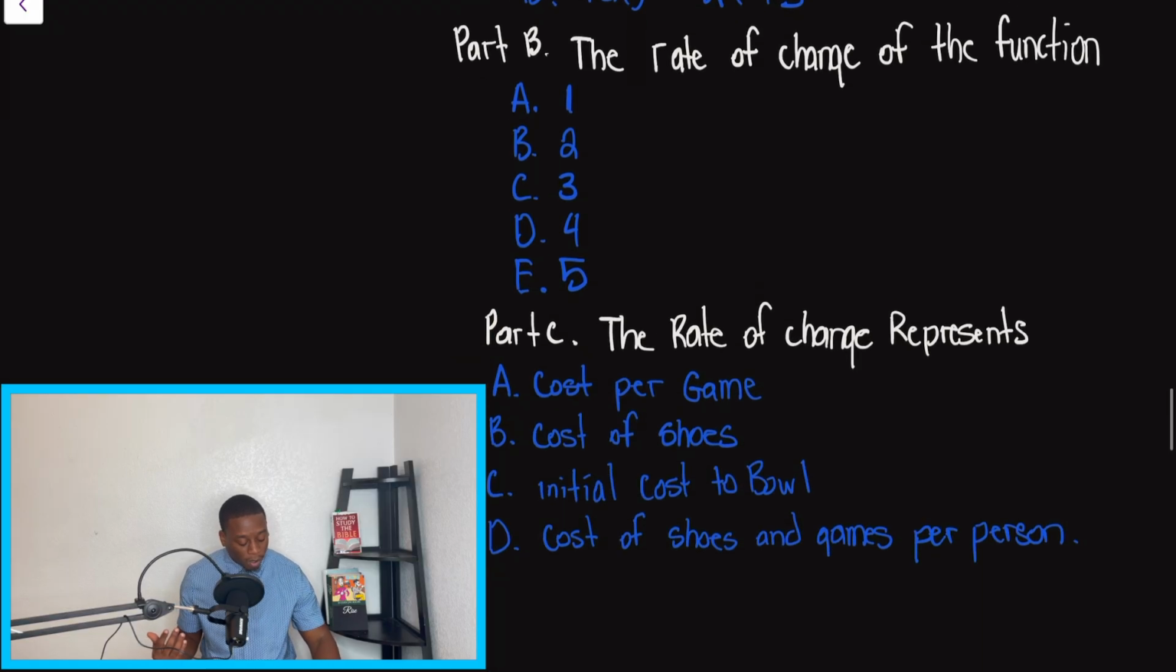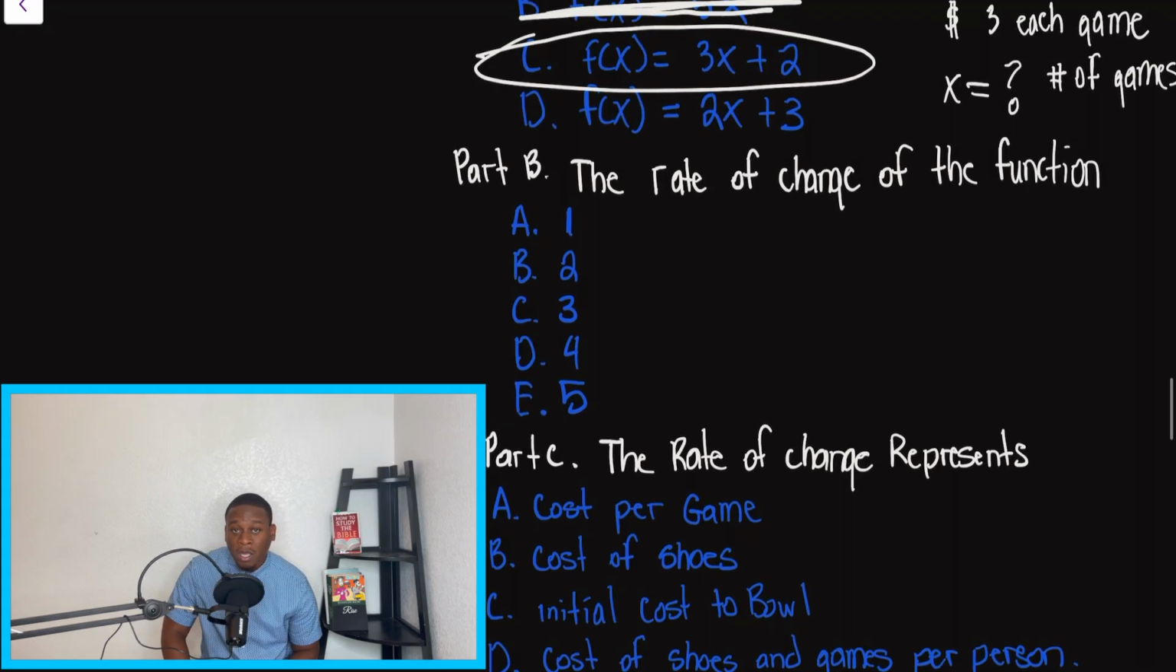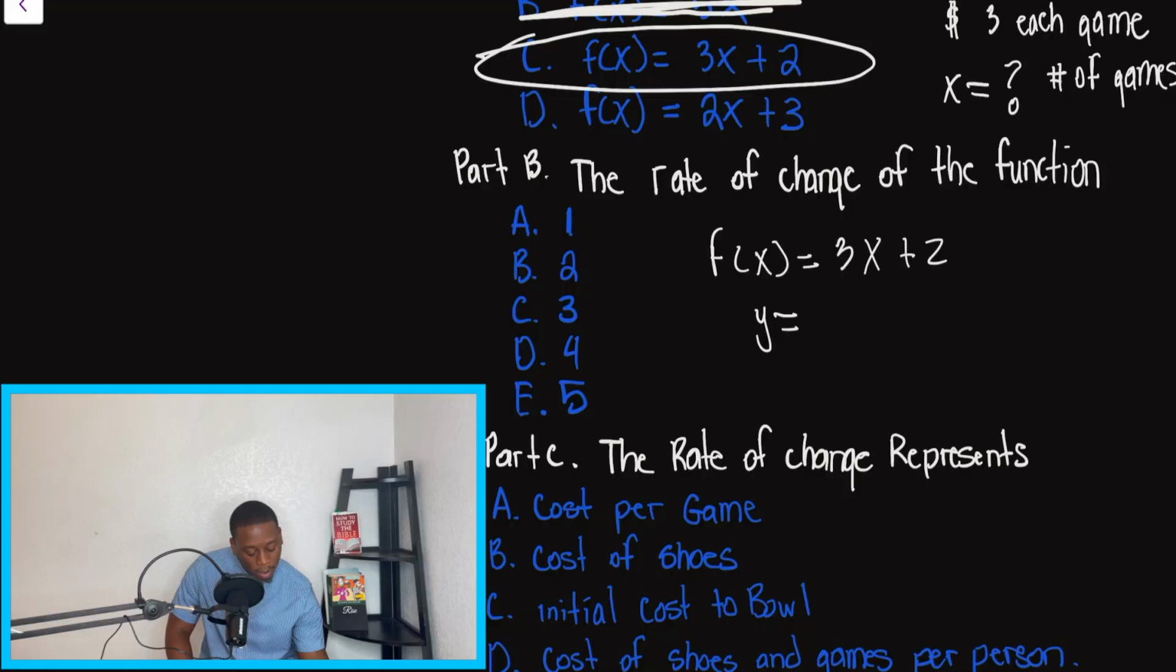Now, when we go over to part B and C, I want you guys to understand that this is a continuation and it's just making sure you understand each component part of the problem. So they say to us the rate of change of the function. The rate of change of the function is your slope, right? And if we look at our answer, let's just write this down. f of x is equal to 3x plus 2, right? Remember, f of x is the same thing as y.